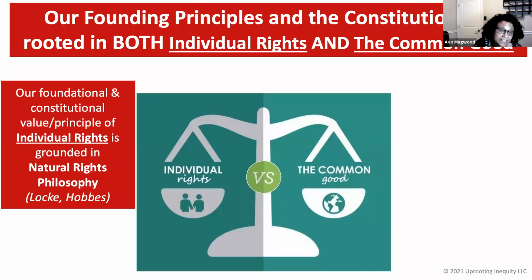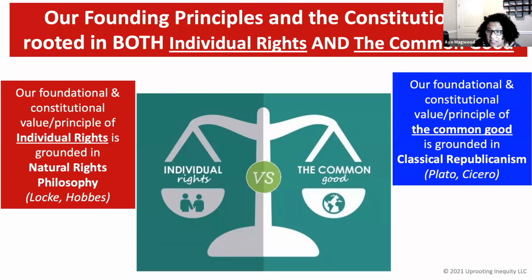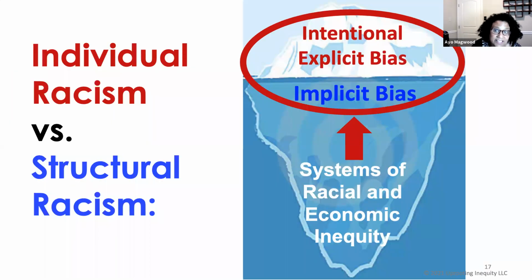On one hand, yes, our foundational and constitutional values and principles of individual rights are grounded in natural rights philosophy, Locke and Hobbes, but it is equally based on our founding on the common good, which is grounded in classical republicanism, Plato. That is just as much a part of our founding principles, and people tend to forget about it, or maybe conveniently. So again, this is your job. This is what I was trying to explain.